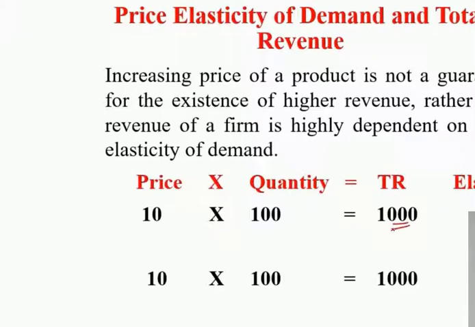If he is elastic, with a little increment in price from $10 to $11, the decline in quantity demanded is larger. Let's take it that the quantity demanded declined to 10 kilograms. And then what would happen to total revenue? It is 11 times 10, which is 110. So if the buyer is elastic, then with an increase in price of a commodity, the total revenue of the firm will decline. So there is an inverse relationship between price and total revenue.